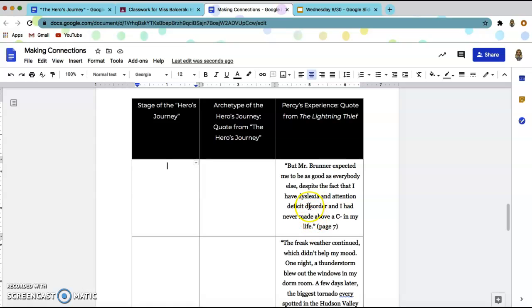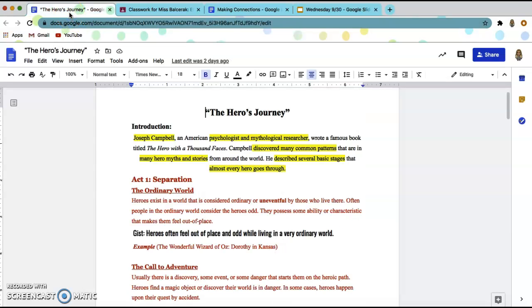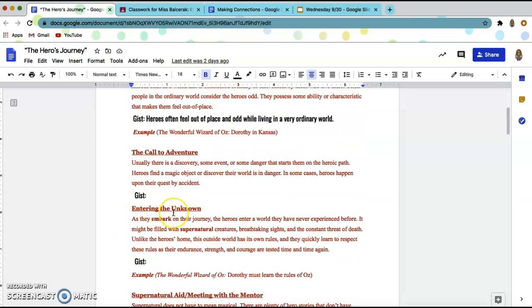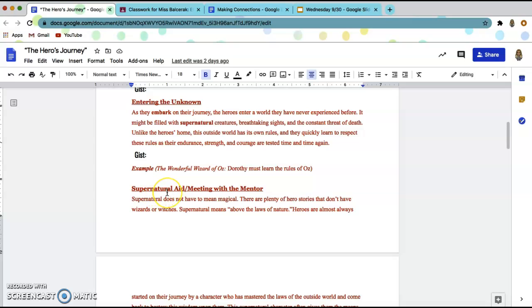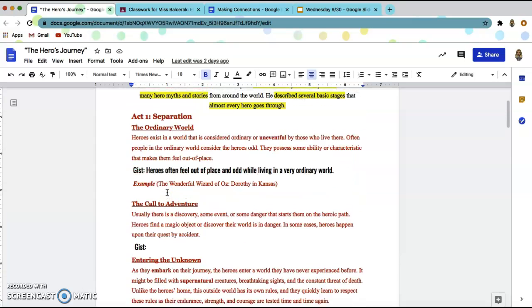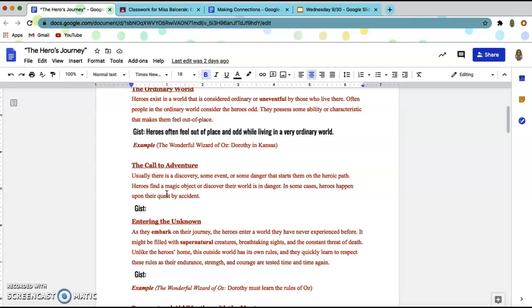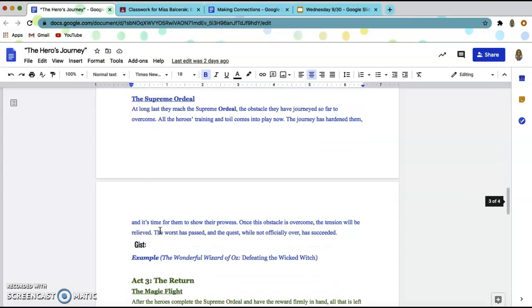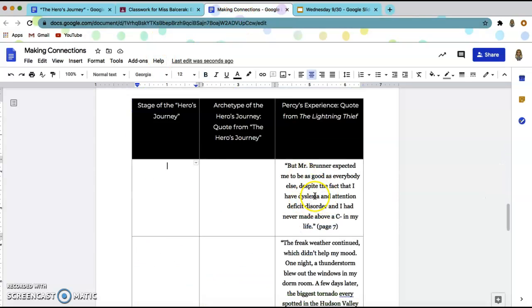And then it's talking about his grades again. So once you read the quote, you're going to go back in the hero's journey and look through each different stage. We have the ordinary world, the call to adventure, entering the unknown, supernatural aid, or a meeting with the mentor. And you're going to read through these, and that's why we did the gist. On your pages, you should have the gist, which is kind of like the summary of what happened. And you're going to find, okay, what stage was Percy in the quote that we read?